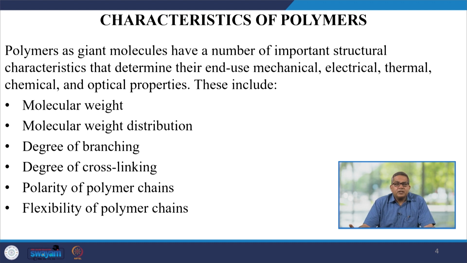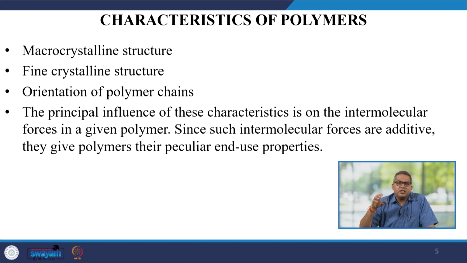Now you see that these polymers are giant molecules. They have a large number of important structural characteristics which usually determine the end use of these polymers with respect to the mechanical, electrical, thermal, chemical and optical properties. Some of the properties are enlisted: molecular weight distribution, degree of branching, degree of cross-linking, polarity of these polymer chains, flexibility of the polymer chains, macrocrystallinity of the structure, fine crystalline structures, and different types of orientation.